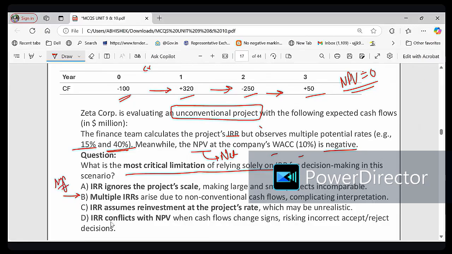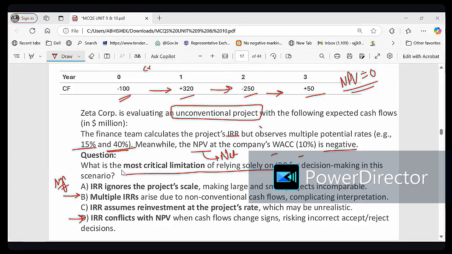But the real problem is option D. IRR conflicts with NPV when cash flow changes sign. IRR can mislead you when it conflicts with NPV, especially if cash flow changes sign multiple times, right? So that is the limitation of the internal rate of return method. So the correct answer to this question is option D. Please let me know, is it clear?